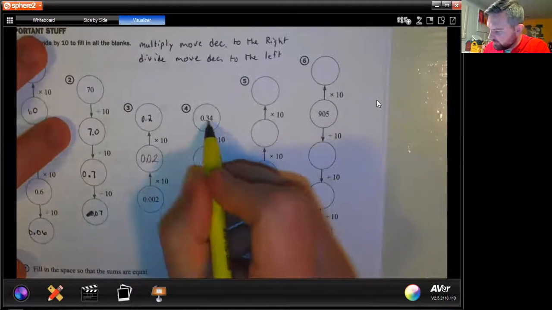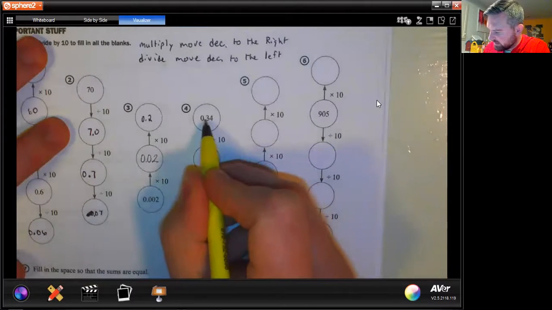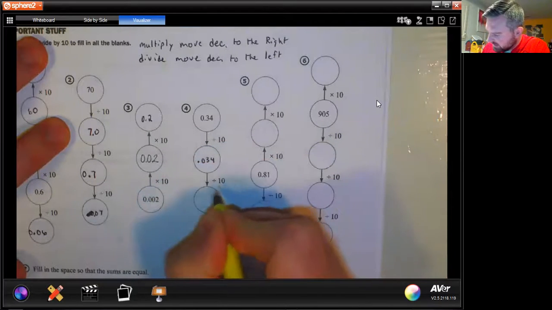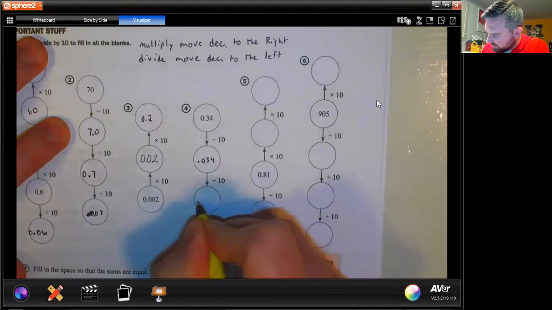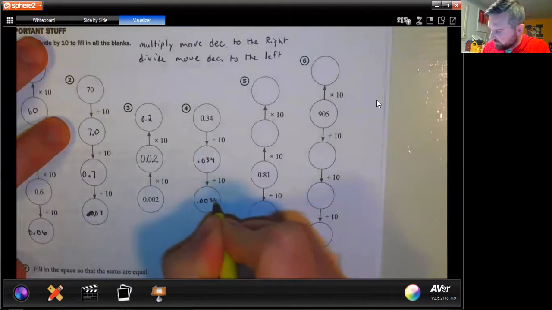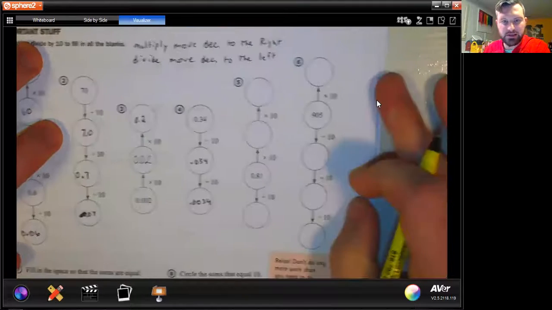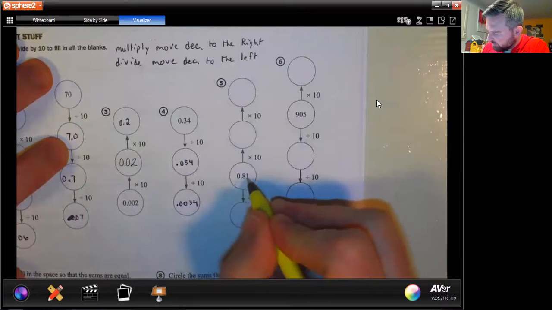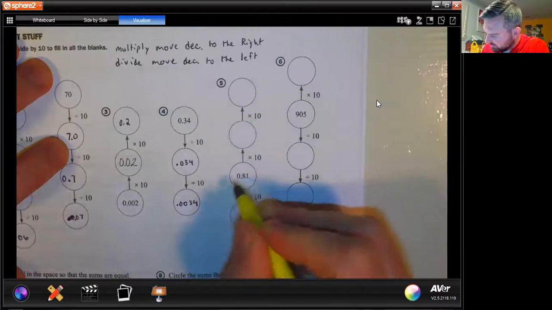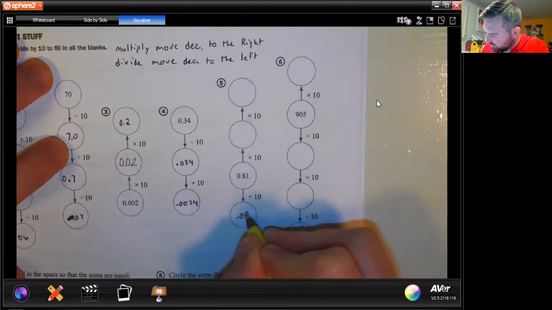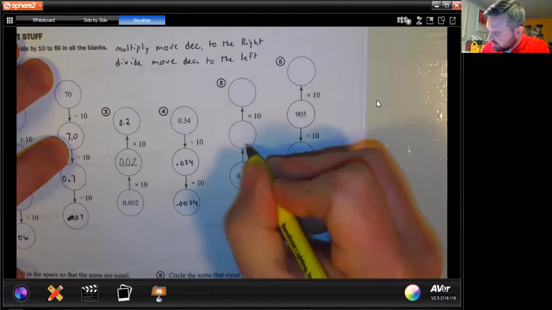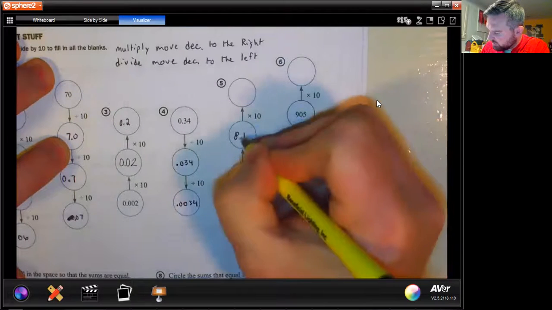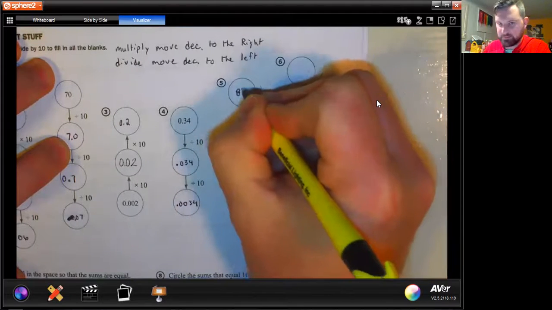So 0.34 divided by 10, you're going to move that to the left one, you get 0.034. Divide by 10 again, you move that to the left again, you get 0.0034. And again, the zeros are just placeholders here. 0.81 divided by 10, you move that to the left, so 0.081. Times 10, you move it to the right one, so 8.1. And 8.1 times 10 is 81.